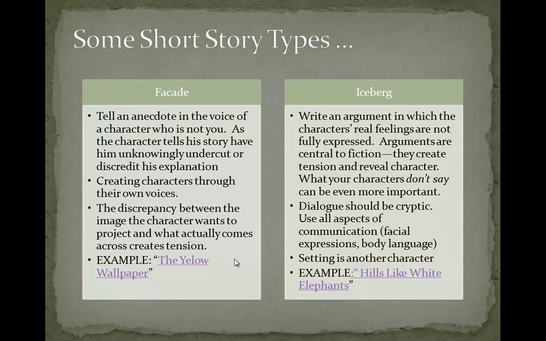So we're going to look at 2 different story types we're going to practice writing this week. The first one is a facade. A facade tells an anecdote in the voice of a character who's not you. Okay, you're going to use a character that becomes unreliable, right? A character who we think is totally sane, but by the end it's revealed that that person is crazy. An example of this is Charlotte Perkins' The Yellow Wallpaper, and I have a link here to the short story if you want to check out how she wrote it.